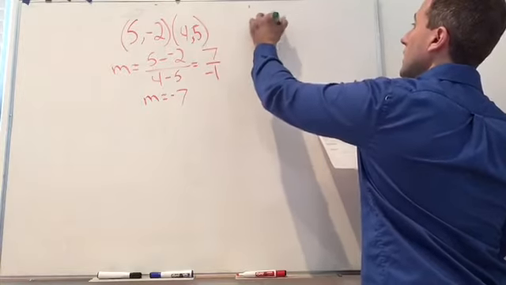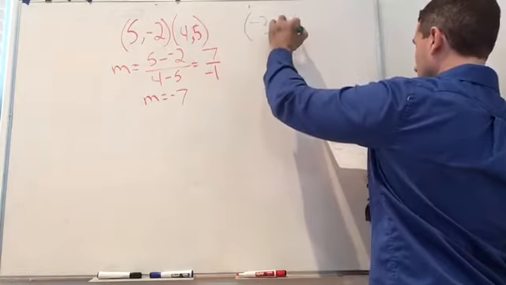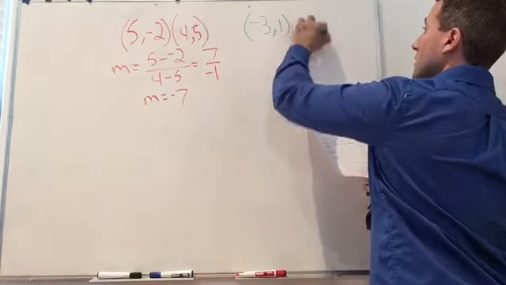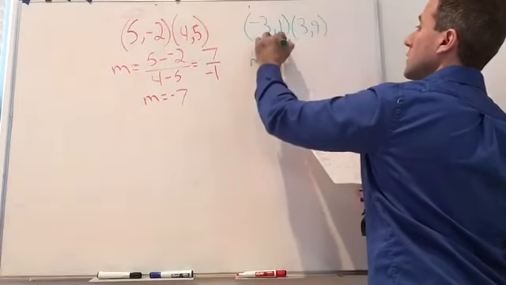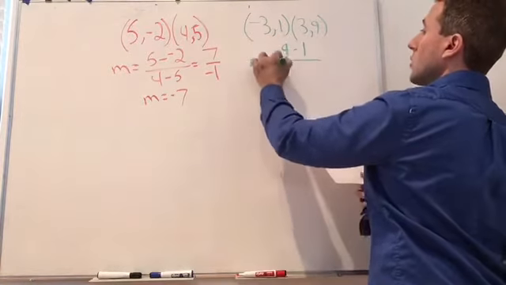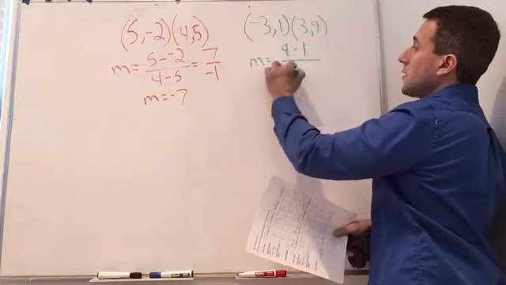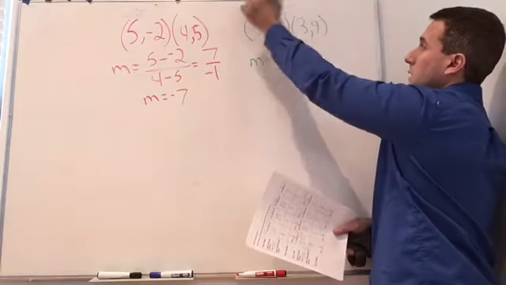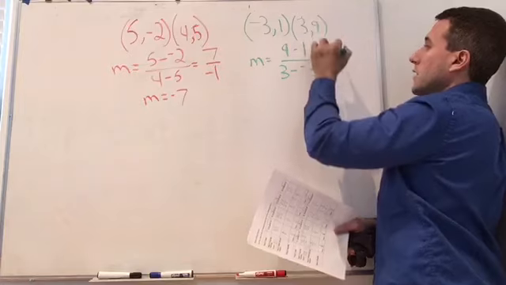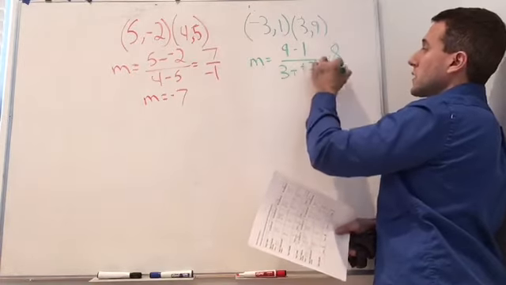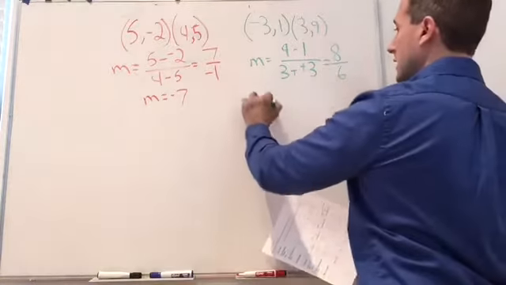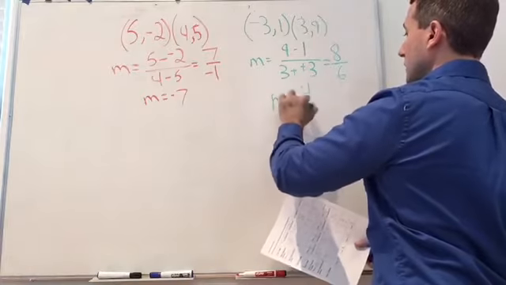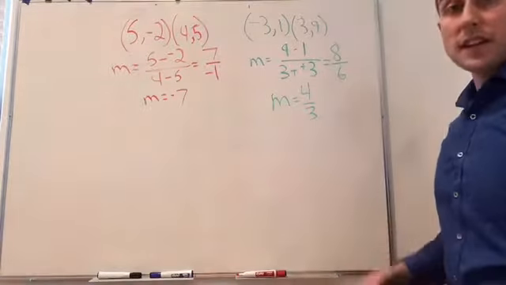And number 8, negative 3, 1, and 3, 9. If you want to find the slope of these, you would do 9 minus 1 over 3 minus negative 3, right? That minus that. It's going to equal 8 over, that's really plus 6, 8 over 6. If you're going to reduce, reduces to 4 over 3. Divide them both by 2.